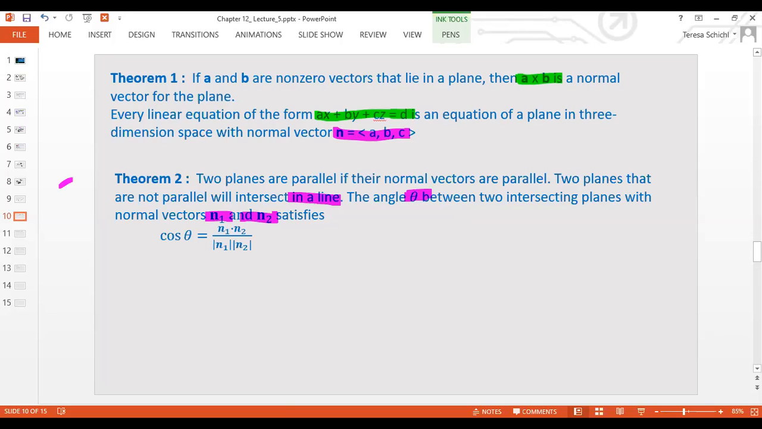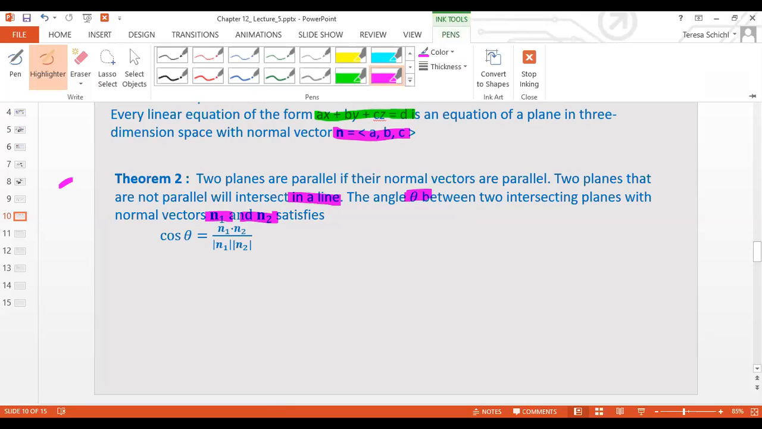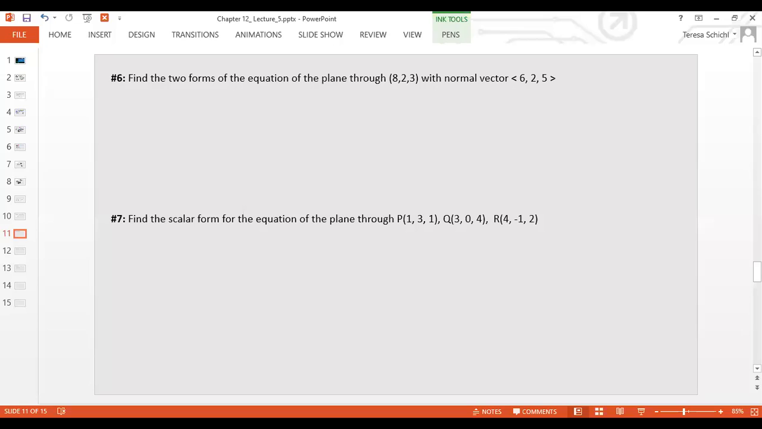Let's go to the next page and take a look at some practice problems. Here is our first very easy practice problem. It says find the two forms, a vector form and a scalar form, for the plane passing through a given point with normal vector (6, 2, 5). That's pretty easy.